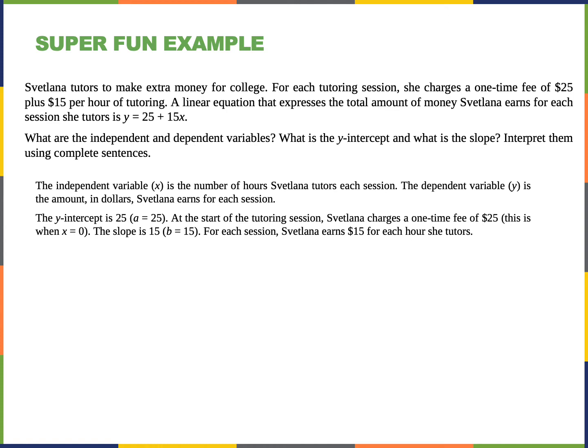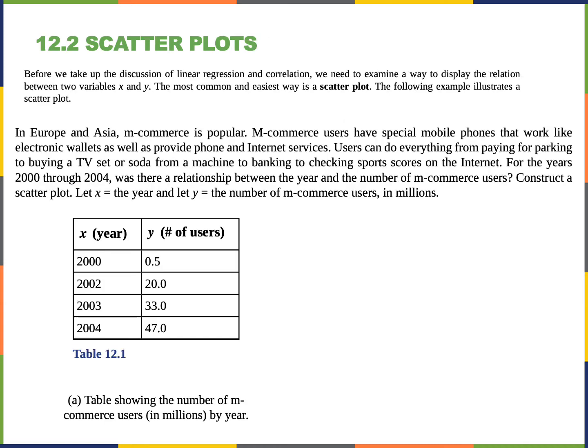Okay, great. So if you said that the independent variable x represents the number of hours she tutors, you'd be correct. The dependent variable would be the amount that she earns for each session, right? And the y-intercept in this case would be 25, right, because it's by itself. And the slope would be 15 because that is the rate that she charges per hour. So for every session, she earns $15 for every hour that she tutors. And that's it for 12.1. This video actually has both 12.2 and 12.1 together.